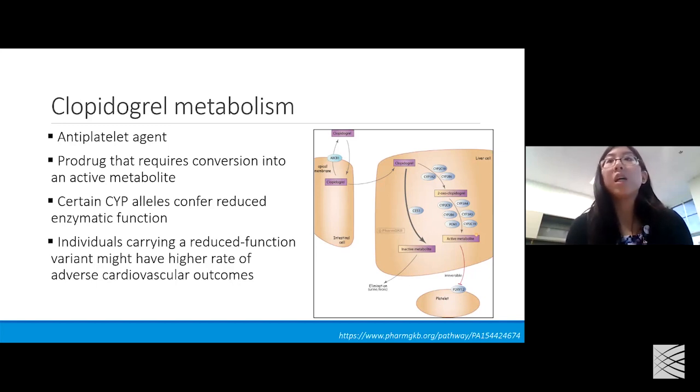CYP enzymes are polymorphic, and different alleles can cause reduced enzymatic function. And so people who carry reduced function polymorphisms have problems converting to the active metabolite, and this subsequently influences the degree of platelet inhibition on Clopidogrel. And so the hypothesis here is that individuals who have reduced function variants will have lower efficacy of Clopidogrel, and this could lead to higher rate of adverse cardiovascular outcomes.